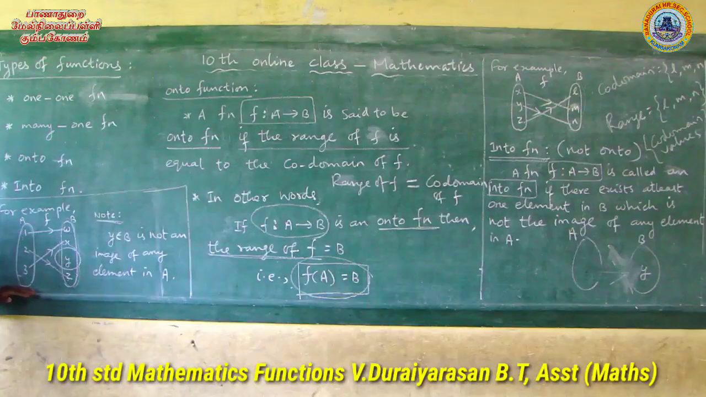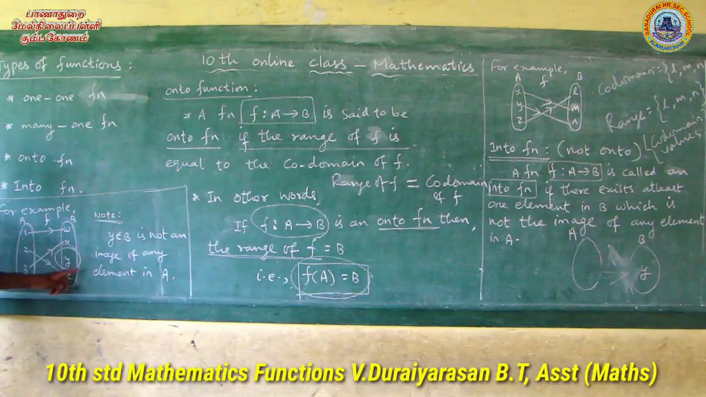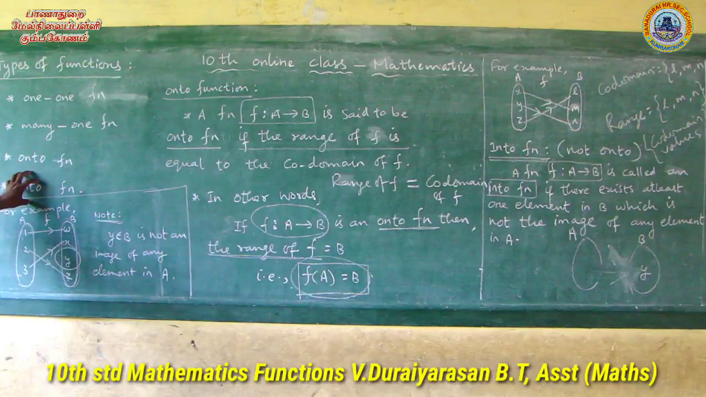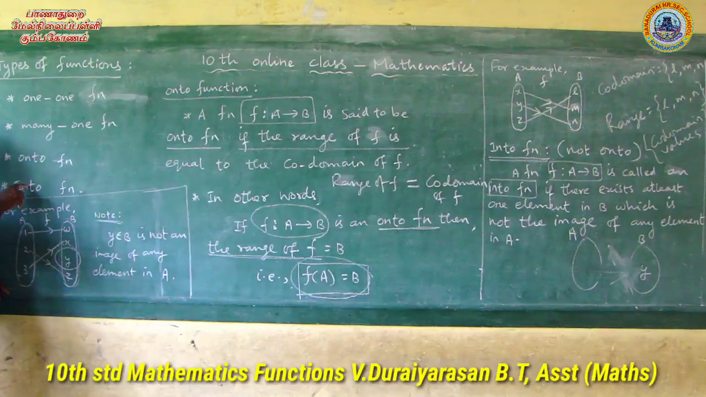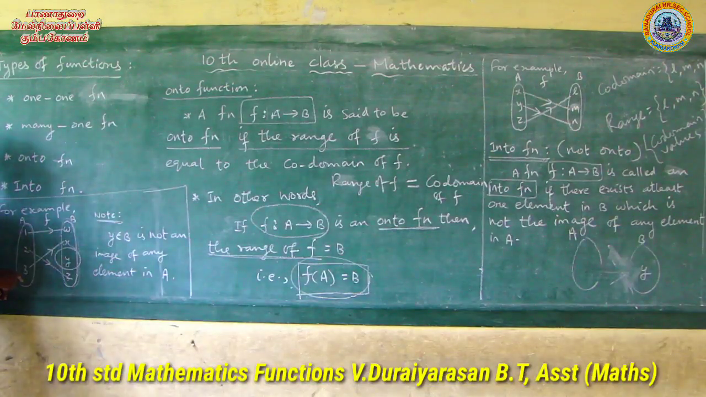So, this type of function, first of all, is a function. What type of function is it? Here, the element Y is not connected with domain A. So this is an example of an into function. What is the reason? Any one element in B is not connected with A. This type of function is called an into function.